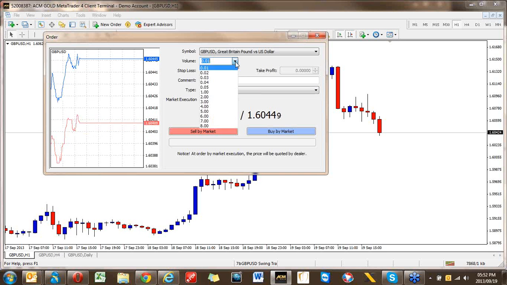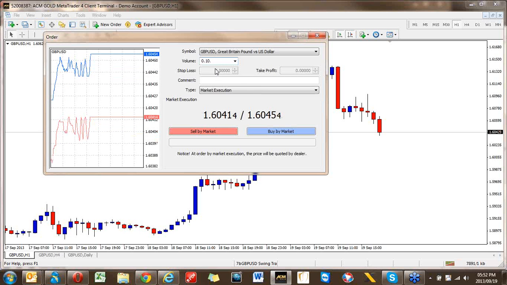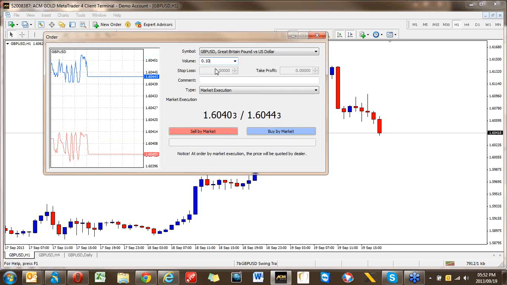Next size, if I look here, it doesn't give it to me, so I have to type it in. And that is 0.10. 0.10, that is equivalent to $1 a pip. $1 loss or profit depending on what direction I move, and it is what we call a mini lot. In other words, a unit of 10,000.